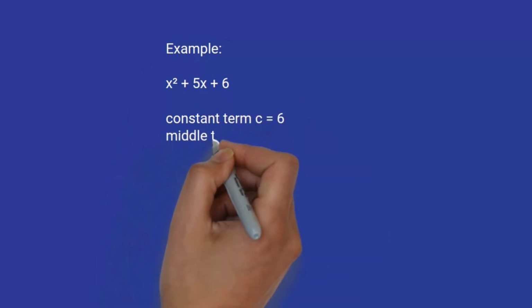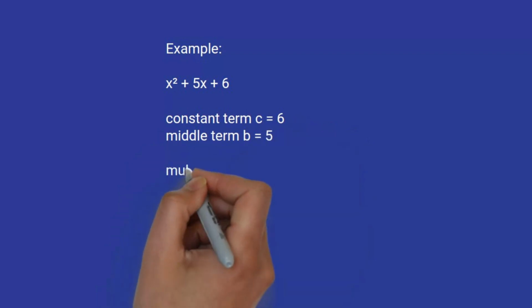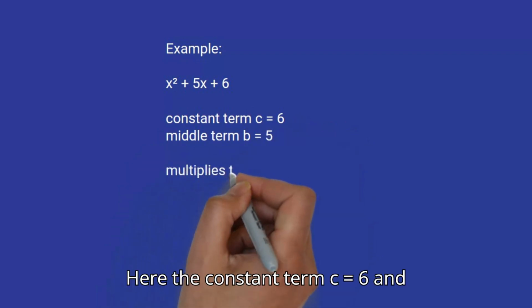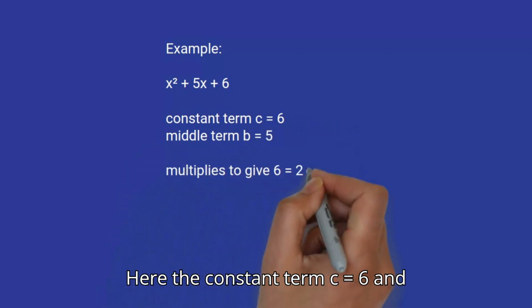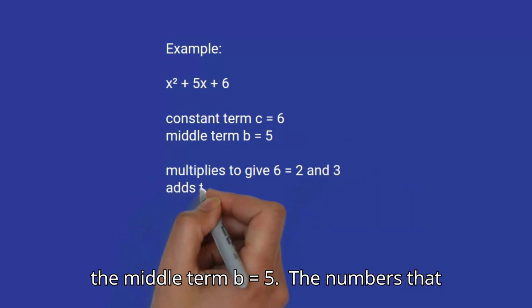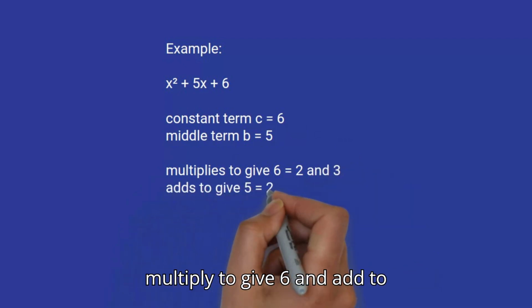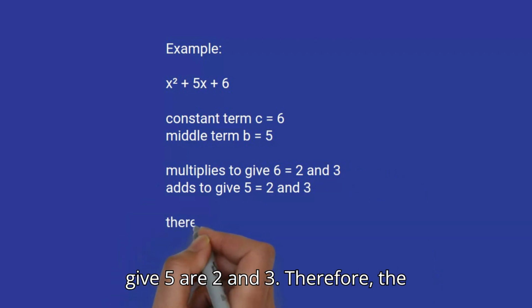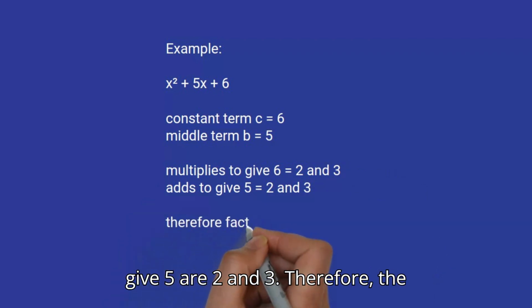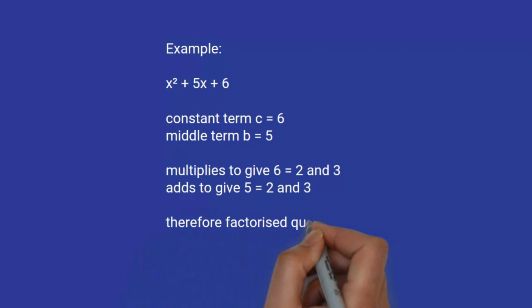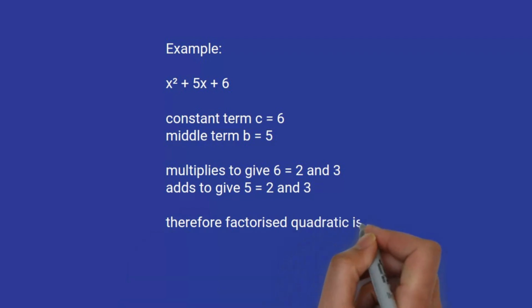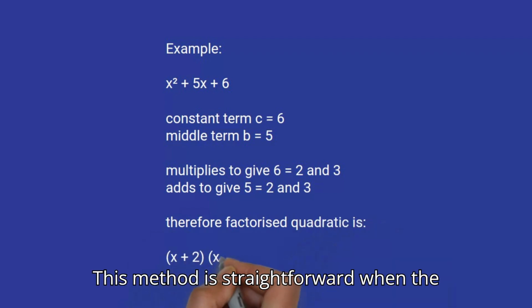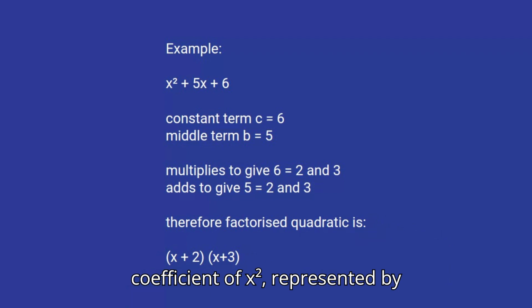For example, consider the quadratic x squared plus 5x plus 6. Here, the constant term c equals 6 and the middle term b equals 5. The numbers that multiply to give 6 and add to give 5 are 2 and 3. Therefore, the quadratic can be factorized as (x plus 2)(x plus 3). This method is straightforward when the coefficient of x squared, represented by a, is 1.